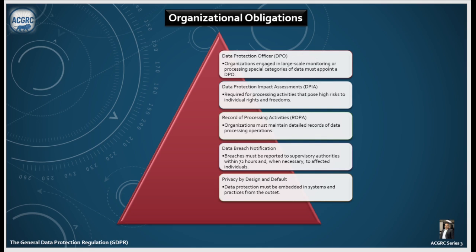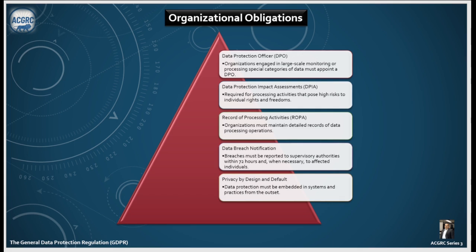In summary, a ROPA is a simple but important record of how a company uses personal data. It helps organizations keep track of data use and show they are GDPR compliant.